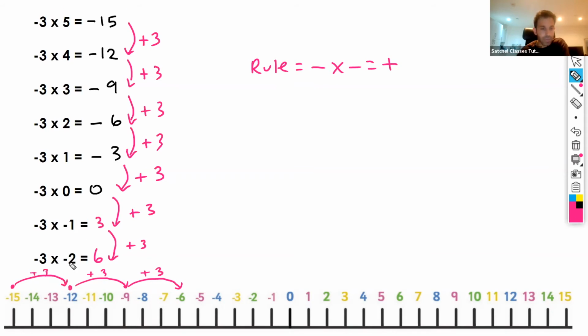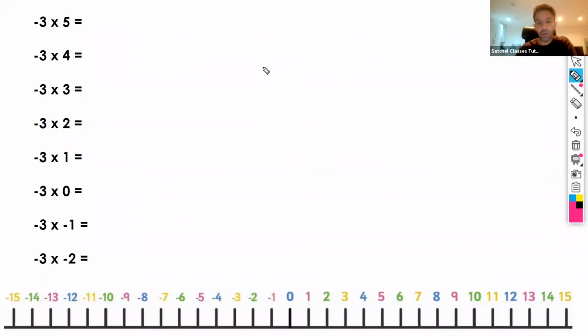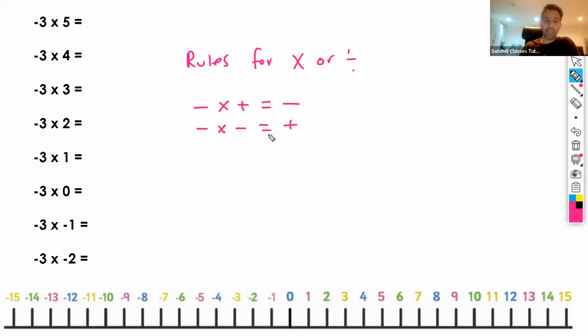Likewise here, -3 times -2 is 6, because 3 times 2 is 6, but a negative multiplied by a negative is still positive. So the rules for multiplication, which also apply for division as well. So rules for multiplying or dividing: if we did a negative times a positive, the answer is always negative. If we did a negative multiplied by a negative, the answer is positive. And hopefully this pattern helped explain why that is.